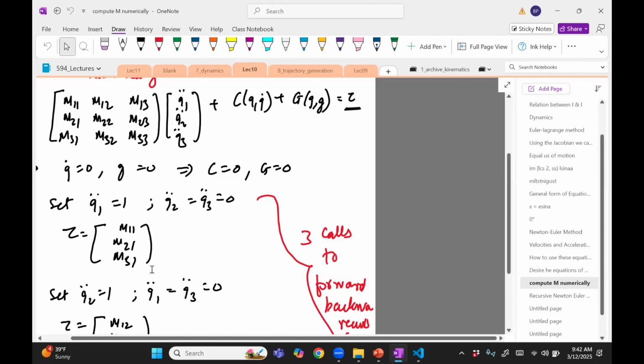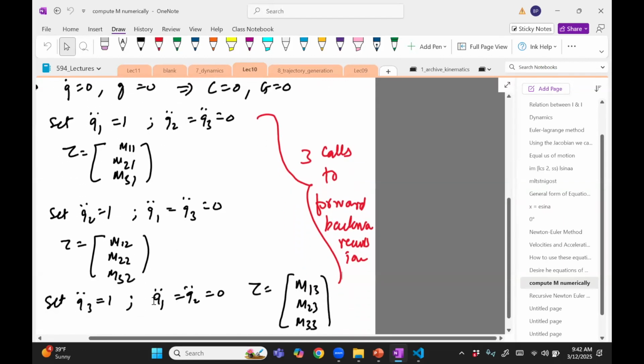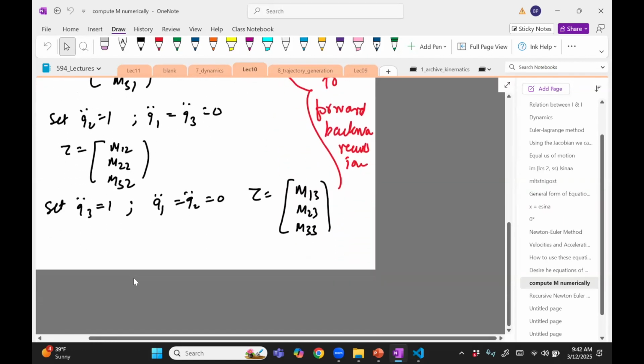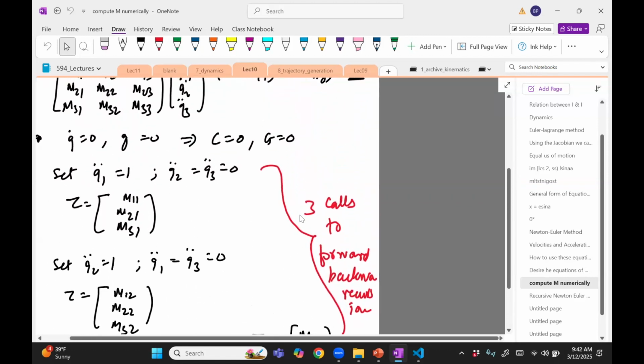And then I can do the same thing by putting q2 double dot equals 1 and the others 0. Of course, q dot and g are still 0, and I get the second column, and then you can do the third column. So here, for the planar manipulator with 3 degrees of freedom, I need to do 3 calls to this forward backward recursion block to get the value of the mass matrix. For a 6 degree of freedom manipulator, it will be 6 calls by putting each of those accelerations to 1.